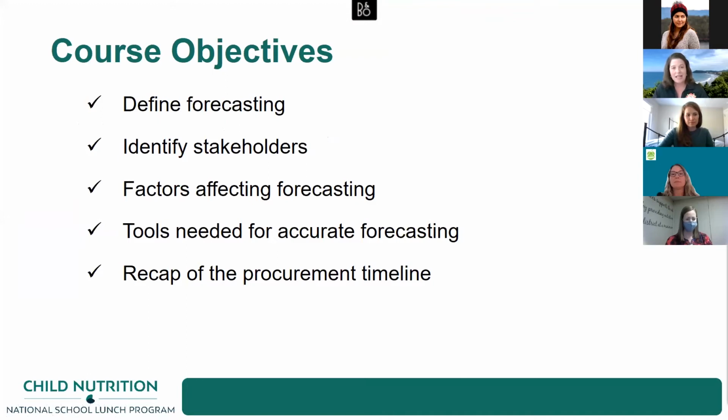Okay, so today we're going to talk about a lot of things, and it's all centered around forecasting. Our course objectives today are to define forecasting for sure. We're going to identify stakeholders, those individuals or groups or topic areas that are really important to understanding how forecasting works and how it's going to impact your program. We're going to talk about factors that affect forecasting. So what things can you do that would impact your ability to forecast? Kelly's going to talk about some tools that are needed so that you can get accurate forecasting. And then we're also going to recap the procurement timeline. So how does forecasting impact procurement? And she's going to cover USDA foods and several topics in regards to looking at your entitlement and how to best use it in forecasting.